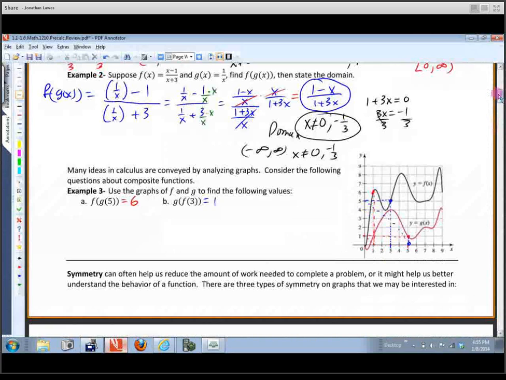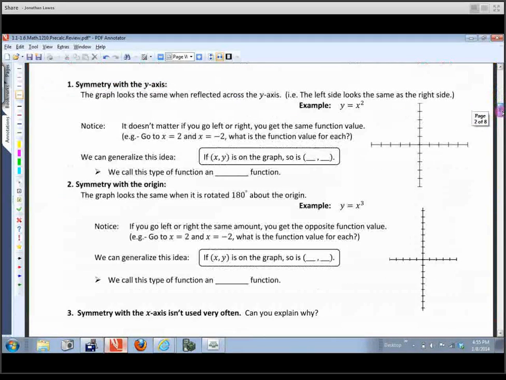So let's take a look at these different types of symmetry. We're talking about symmetry with the y-axis, with the origin, and with the x-axis. These three types of symmetry can be a little bit helpful. Let's take a look at the first one.